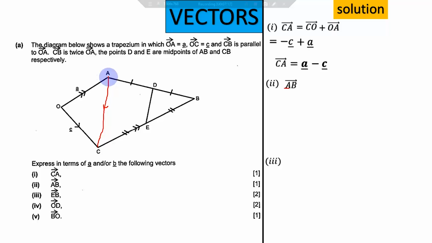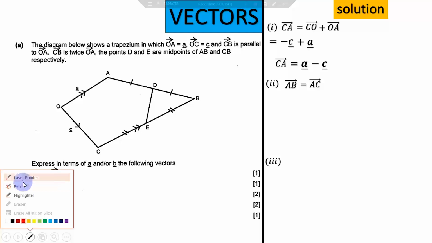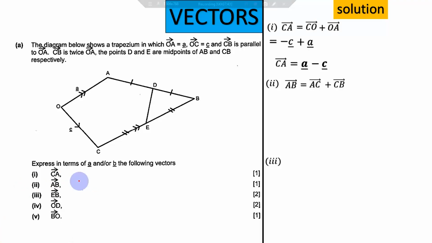Or you can go from A to O, then from O to C, then from C to B. Then you can find it. For me, I'm going to use this route because I've already found the AC. CA we found, so that route we can use. That is the route that we're going to use. So let us start. We have AC, so I'm going from A to C, then I'll start from C going to B.